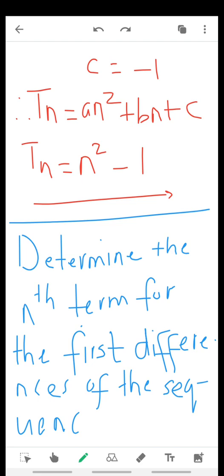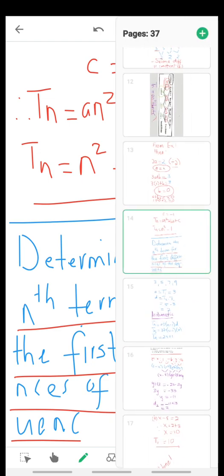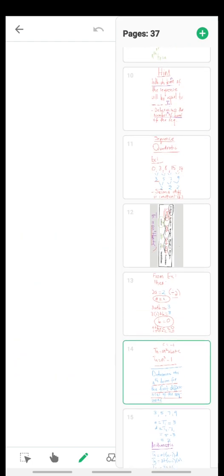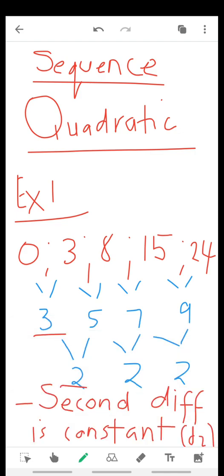Okay. Now, after that, I added a question again that says, determine the nth term for the first differences. Underline. We are determining what? The nth term for the first differences of the sequence. What is that I'm finding? I'm finding the formula for what? Let us go back. I'm finding the formula for these here, the first differences. I'm finding a formula for the first differences.